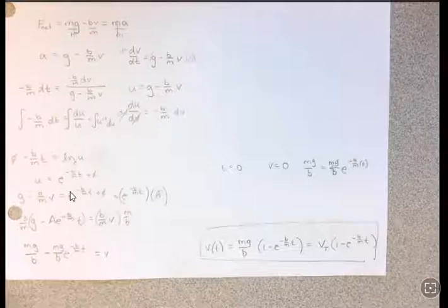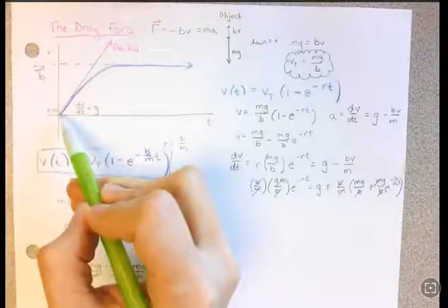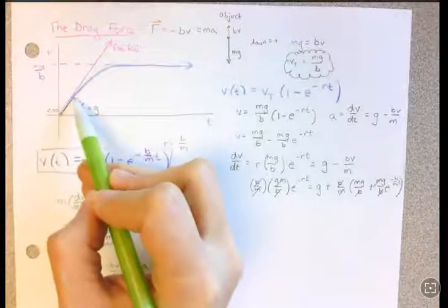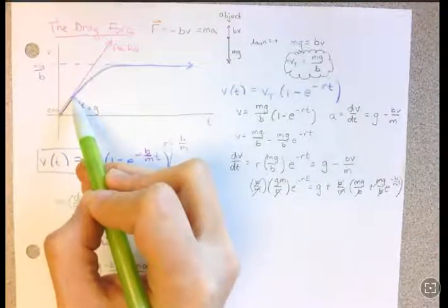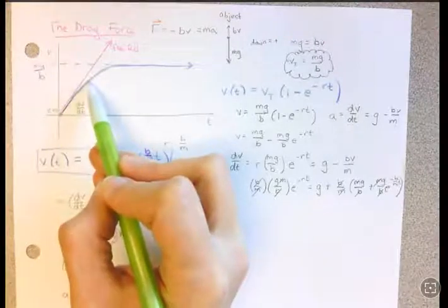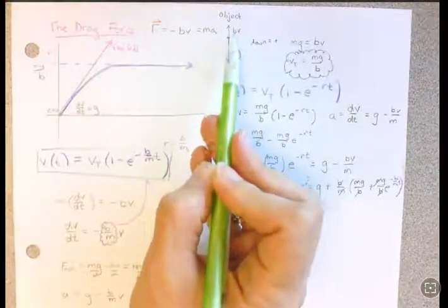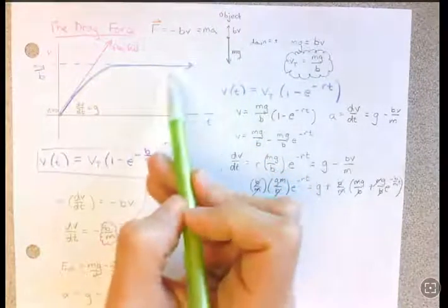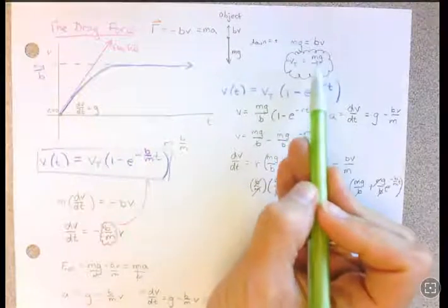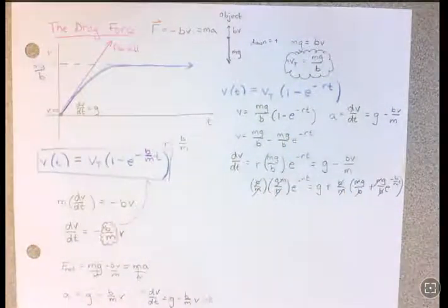Our conclusion is the same as it was before. An object will pick up speed at a rate of 9.81 meters per second squared, but not for long. It will soon pick up less and less speed as it did before, until finally the drag force bv equals the weight going down, at which point it will fall at a constant speed for our purposes of mg over b as per model number 1.